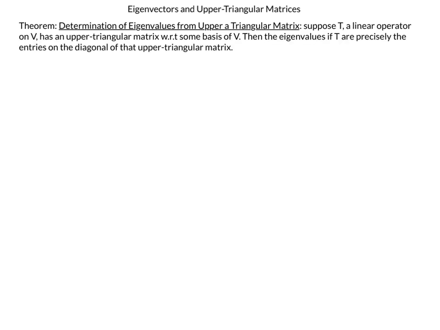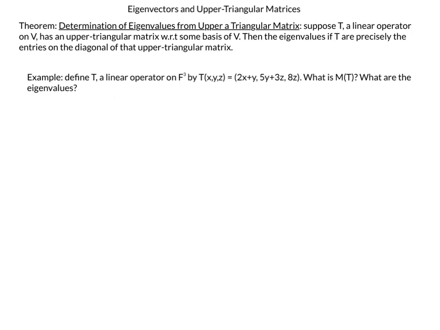We have our last theorem, determination of eigenvalues from an upper triangular matrix. Suppose T, a linear operator on V, has an upper triangular matrix with respect to some basis of V. Then the eigenvalues of T are precisely the entries on the diagonal of that upper triangular matrix. We will not do a proof, but we will do an example. Define T, a linear operator on F3, by T of (x, y, z) equals (2x plus y, 5y plus 3z, 8z). We've seen this example earlier in this video.